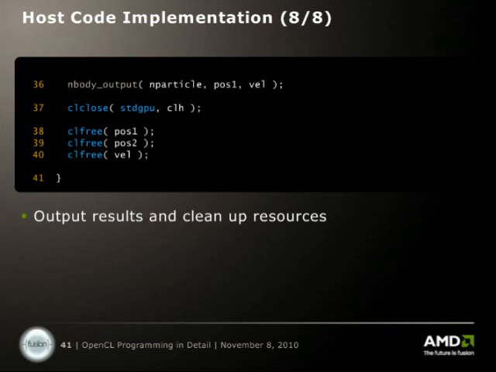And finally, at line 36, we've now completed the iteration over as many steps as we wanted. So we'll use a helper function to output the results, and then we will clean up the resources. We do that with a CL close, which simply closes out the handle that we used to build our kernels, to compile our OpenCL program, and then we just free the memory that we allocated. And that's it for the host code.